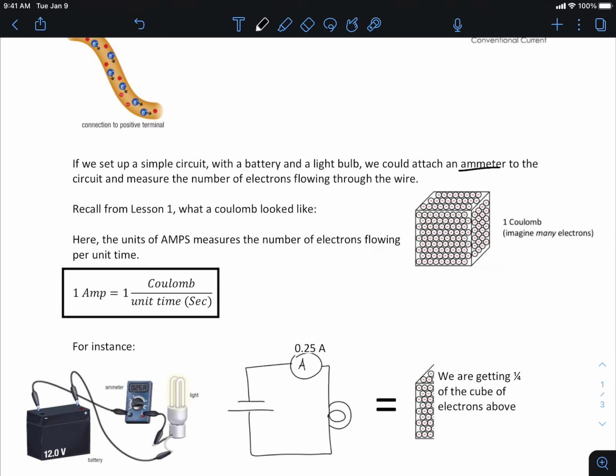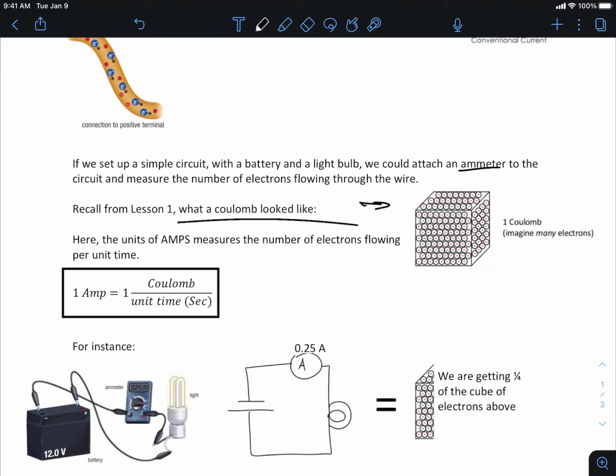But the one thing we want to recall from lesson 1 is what a coulomb actually looked like. A coulomb was a combination of many electrons condensed into a unit of volume. And the units for current are amps, measured by the ammeter. 1 amp would be equal to 1 coulomb per unit time in seconds.